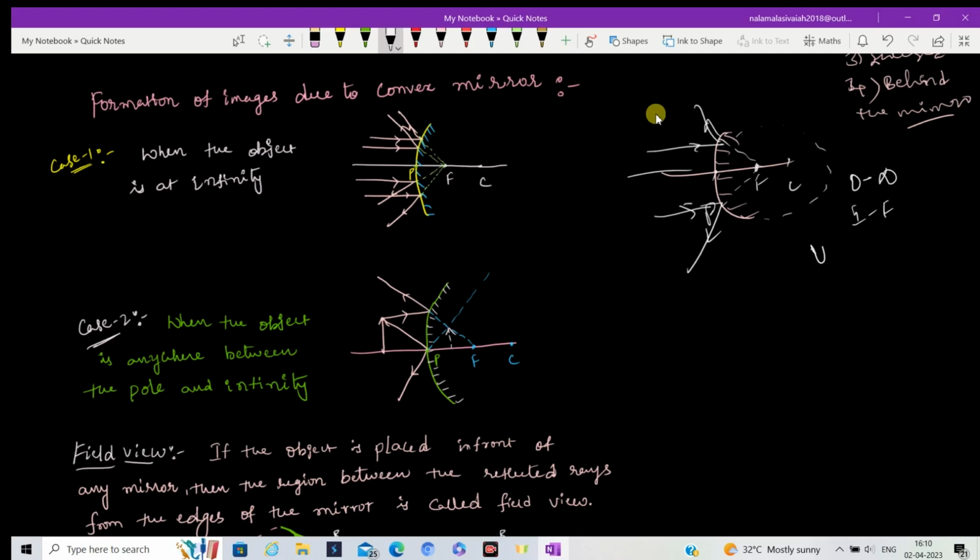What is the nature of the image? Virtual, erect and highly diminished. A highly diminished image is formed at the focus.